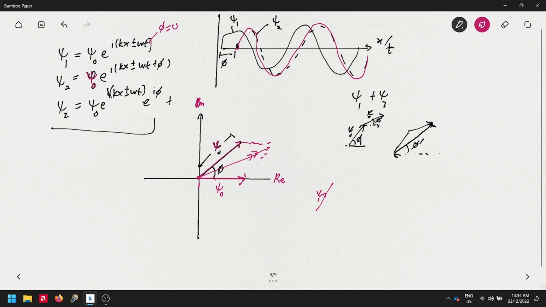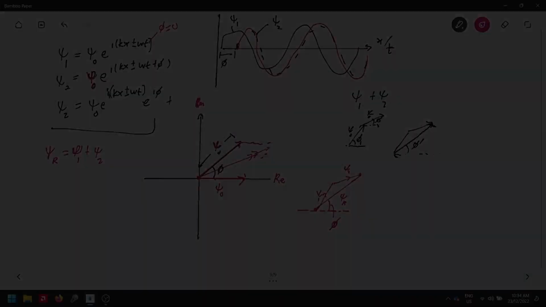So this is my wave number 1, and then I have my wave number 2, and then I can simply draw this, and then I have my resultant wave. So the resultant is given by psi 1 plus psi 2. The amplitude of the resultant wave is given by the length of the resultant, and the resultant phase is given by, if I draw a horizontal line here, just this phi, okay?